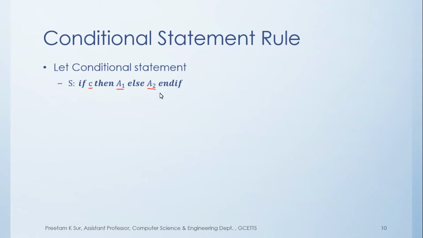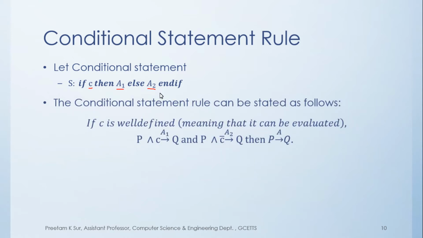So the conditional statement rule says that for such a conditional statement, if the condition C is well defined, meaning that it can be evaluated as true or false, then with the precondition P and C true, A1 will be executed and it will lead to the post condition Q. And if the precondition is P but the condition is evaluated as false, A2 will be executed and it arrives at the post condition Q. Then we can say that P, algorithm A, arrow Q holds true, meaning the algorithm is correct.